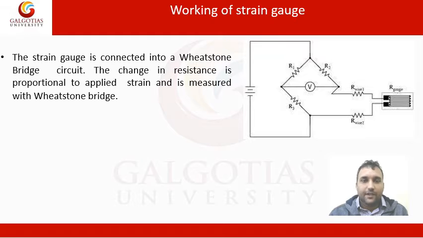Next is the working of strain gauge. The Wheatstone bridge circuit is the basic principle for this strain gauge. There is a change in resistance proportional to the applied strain, measured with the Wheatstone bridge method. This is the circuit diagram for that. These are the resistances connected in this circuit. If there is a change in resistance proportional to the applied strain, then this change in resistance is measured using this Wheatstone bridge circuit.